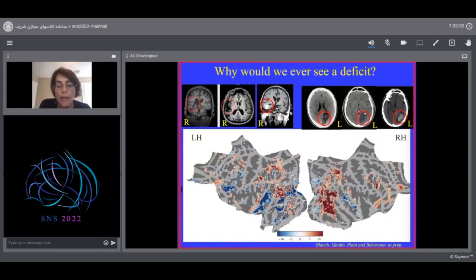Okay, so given the findings that I've just shown you, with the replication of faces in both hemispheres and words in both hemispheres, you might be wondering, why would we ever see a deficit? So why would we have these neuropsychological cases such that after a lesion to the right hemisphere, they're impaired at faces? Why aren't they using their left face system? And after a lesion to the left hemisphere, they're impaired at word recognition. Why aren't they using the right hemisphere word region?